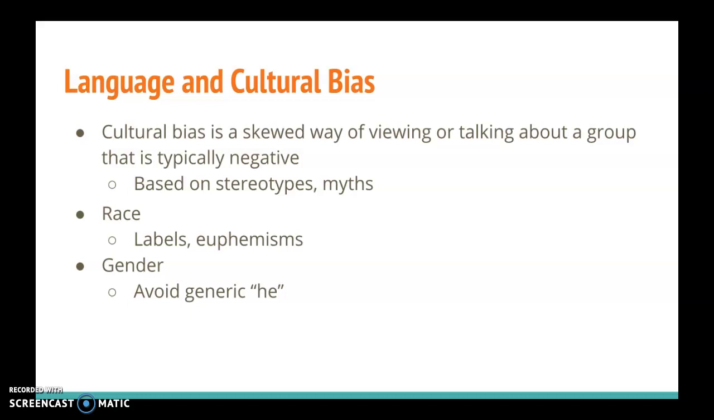As an example, we might say that if a student wants to study, he should go to the library. That sentence leaves out a significant number of students who don't use he as a pronoun, right? In order to be more accurate and more inclusive, we can say if students want to study, they can go to the library, right? This includes not only male students, but also female students and students who don't identify as either.